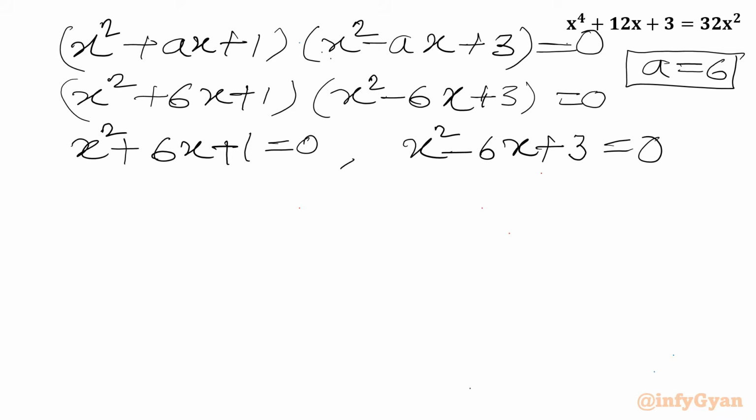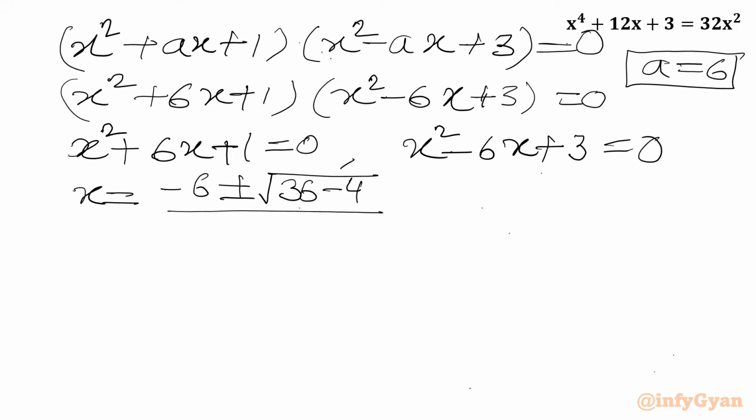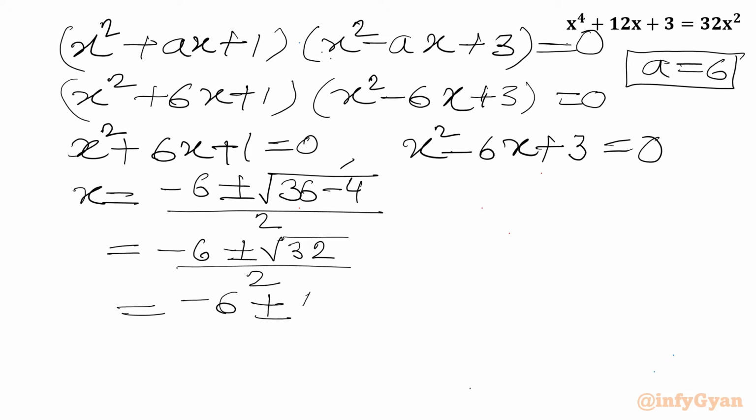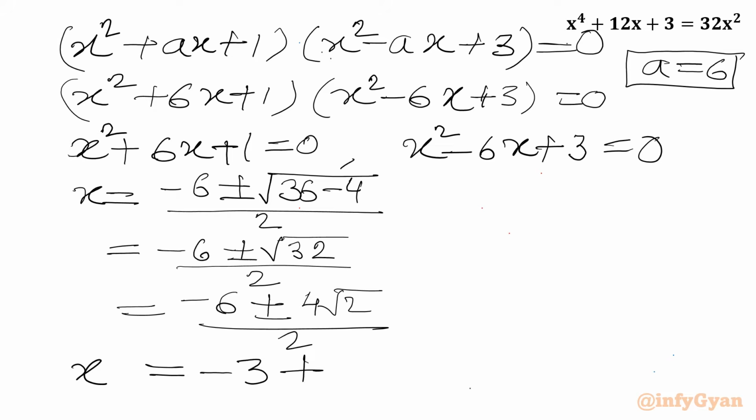Let us solve both the quadratic equations for our solution. So I will be writing x = (-b ± √(b^2 - 4ac)) / 2a, so x = (-6 ± √32) / 2, which is (-6 ± 4√2) / 2. So our solutions are -3 ± 2√2.